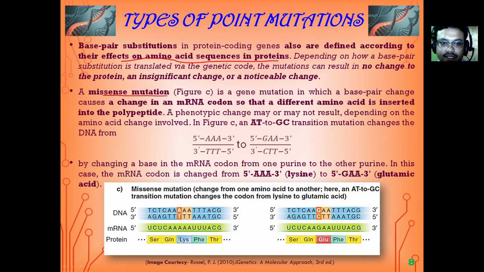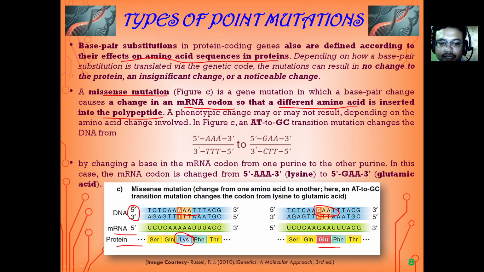In a missense mutation, the change in the mRNA codon is such that a completely different amino acid is inserted into the polypeptide. Like for example, here you can see the DNA is getting transcribed into mRNA, and this mRNA is getting translated into protein. This DNA sequence 5' AAA 3' is actually specifying lysine, which is an amino acid in the protein. It gets changed into 5' GAA, which actually specifies glutamic acid.